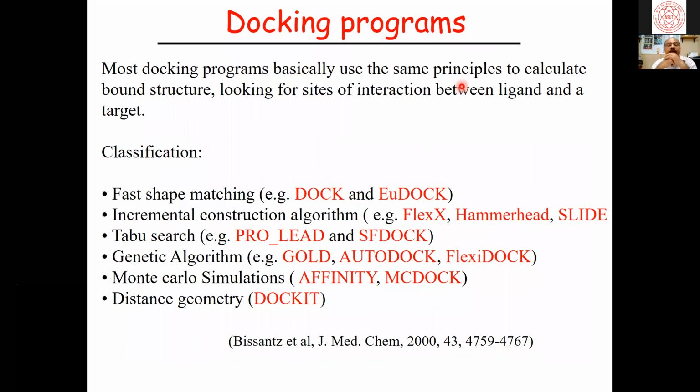Now, most of the docking programs basically use the same principles to calculate the bound structure. They look for sites of interaction between ligand and target. So Pizarro long back classified them on the basis of the algorithm used, like fast shape matching, mostly used by DOC and UDOC, incremental construction algorithms used by FlexX, Hammerhead, Slide, or Tabu Search, the genetic algorithm, Monte Carlo simulation, distance geometry. They use these different algorithms, but basically the same principle to calculate the bound structure and look for the site of interaction between the ligand and the target.